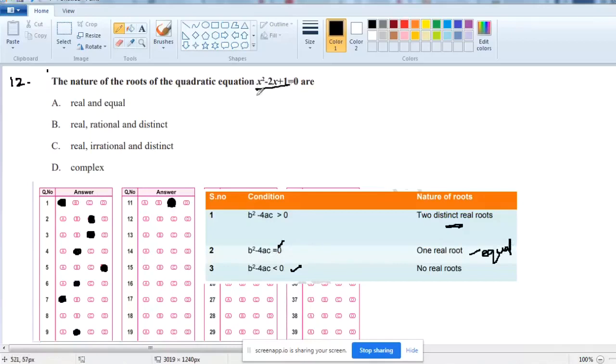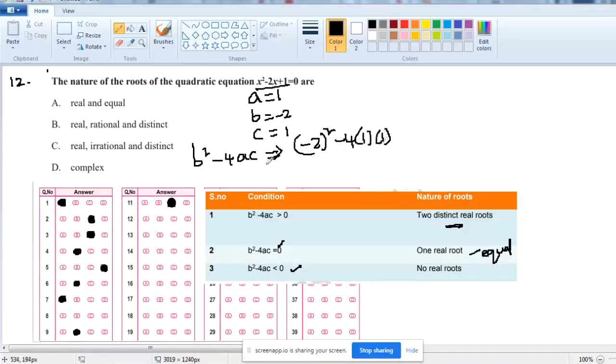Here the quadratic equation is x square minus 2x plus 1 is equal to 0. Clearly a is 1, coefficient of x square, b is minus 2, coefficient of x, and c is constant 1. We will apply the discriminant formula b square minus 4ac. Applying discriminant, b is minus 2 whole square minus 4, a is 1 and c is 1. Minus 2 square value is 4, 4 times 1 times 1 is 4, 4 minus 4 is 0. So if b square minus 4ac is 0, then the roots are real and equal. So correct option here is A. I am going to share the option A for 12th question.